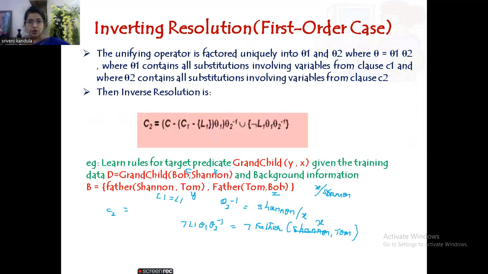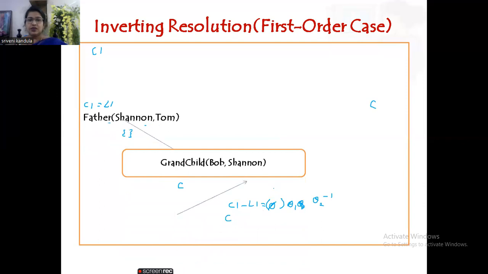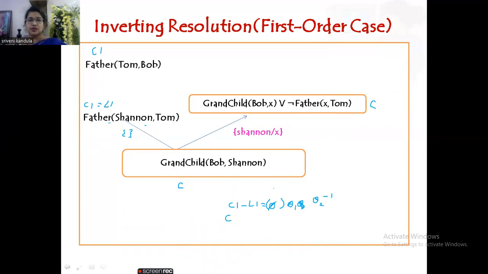Yes. So Tom is taken as Y, the substitution. Bob is taken with the substitution Z. I have just taken it in order: Shannon as X, Tom as Y, Bob as Z. So this is purely your choice. You can take it in any order. You can consider anything as conclusion and anything as L1. It's purely your choice. You will get different answers based on the substitutions that you are taking and the choice of your conclusion and C1.